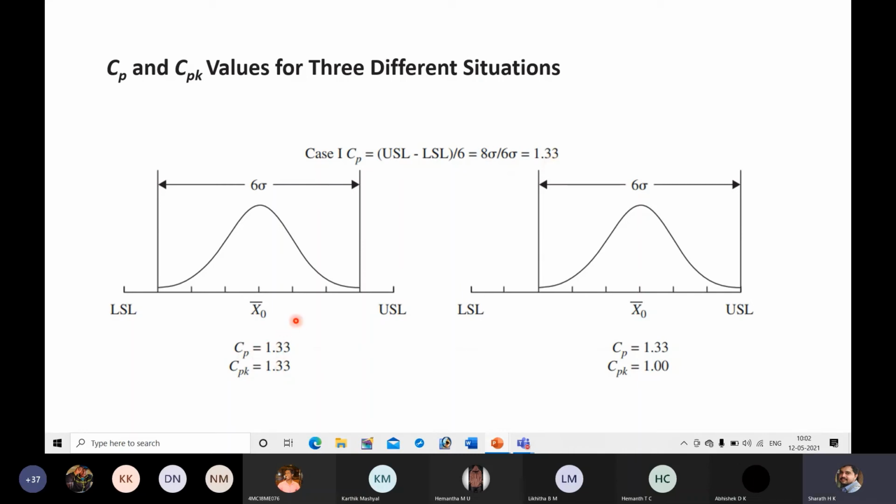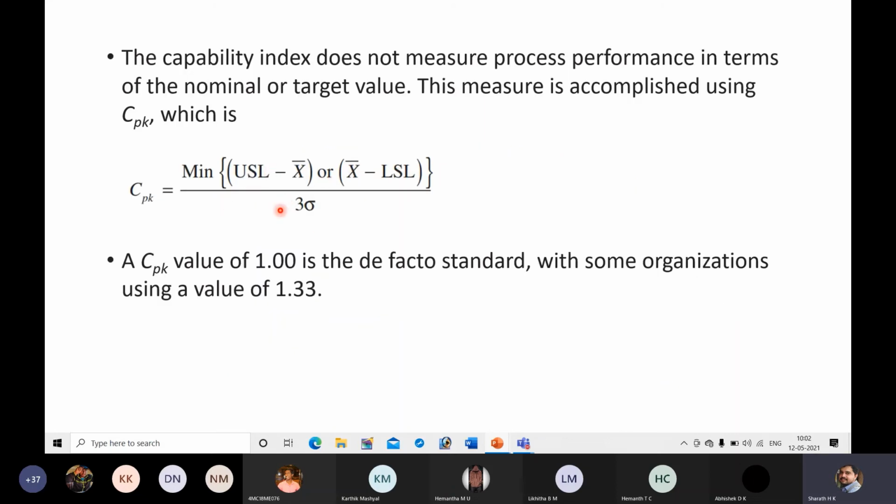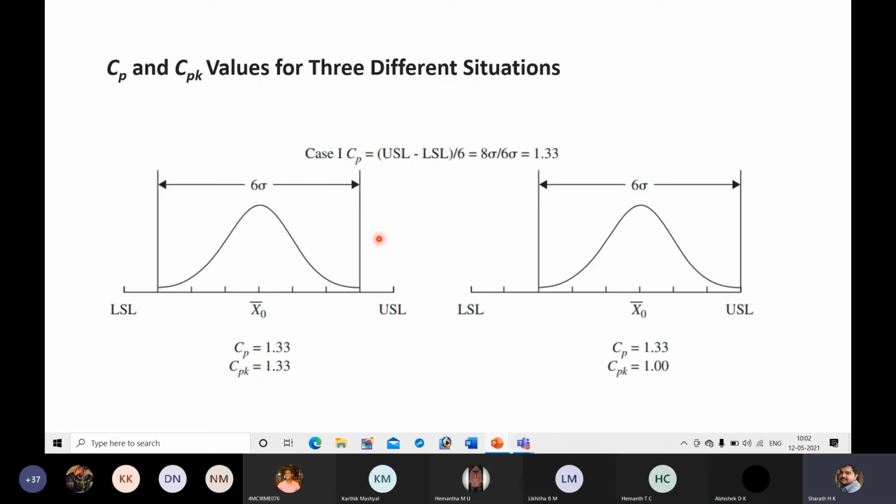For Cpk, you have another equation: the minimum of the upper specification limit minus the average x bar, and x bar minus the lower specification limit. Using this equation you can find out Cpk also. In this case also, if you substitute the values of the upper specification limit and lower specification limit, that is 4 and minus 4, you will get Cpk 1.33.